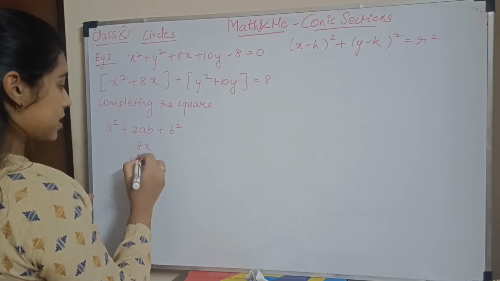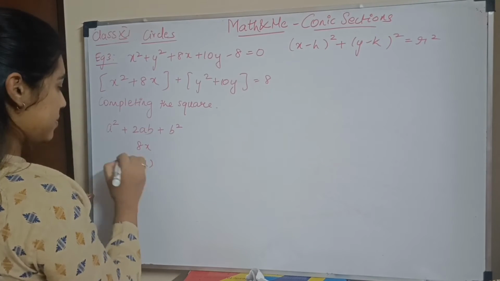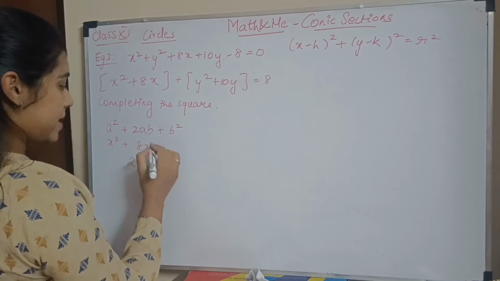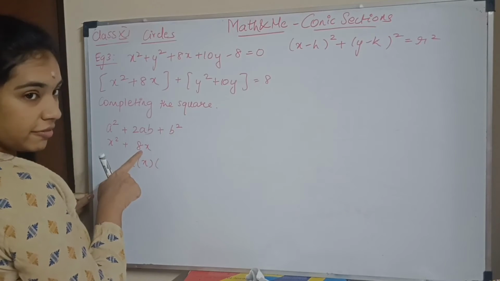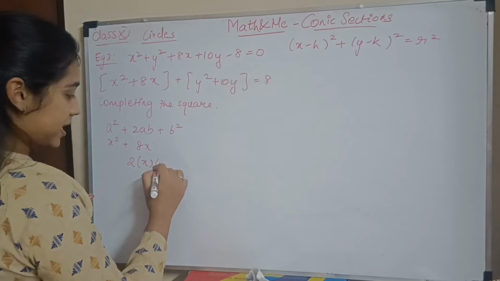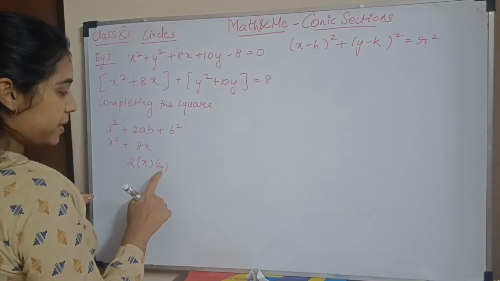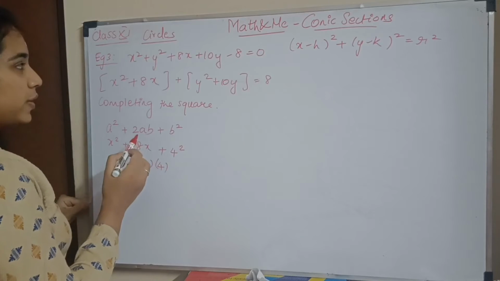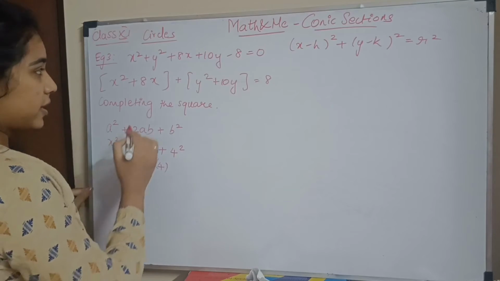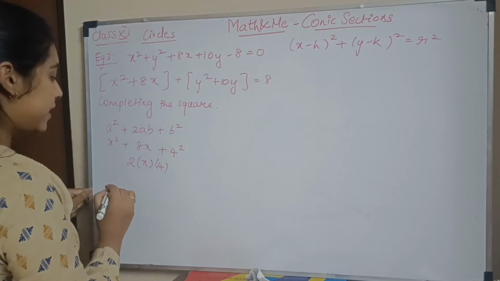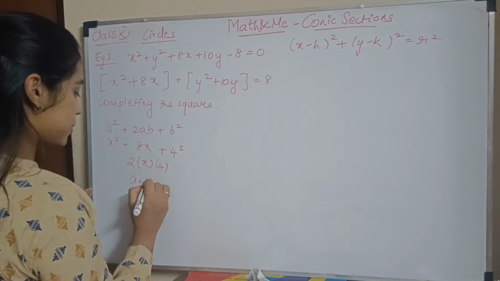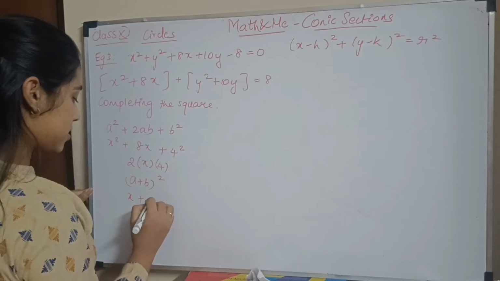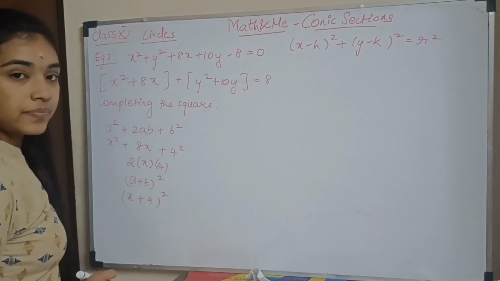Comparing the two, 2 times a, which is x because it's x square, in x square plus 8x: 2 times x times b. What should my b be? 8x divided by 2x, which is 4. So this is my b. What is my b square? It is 4 square. So I have to add a term 4 square to this expression to obtain the form (a plus b) the whole square, which is nothing but (x plus 4) the whole square.